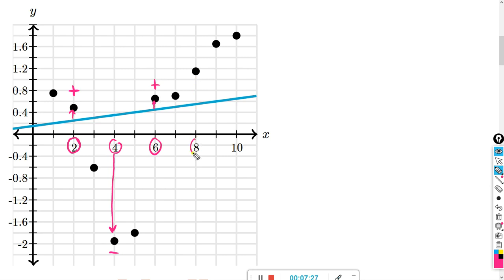At x equals 8, that's positive. At x equals 10, that's positive. So counting the even numbers, 2, 4, 6, 8, 10, we have positive, negative, positive, positive, positive. Let's look at the choices.